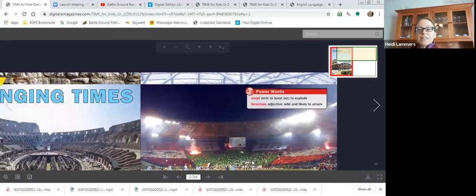So the first one is erupt. That's a verb. Do you remember what a verb is? It's an action word. It's something that happens. It can be done. So erupt. It is a verb that means to burst out, to explode. Like a volcano has an eruption. The lava can erupt out of the volcano. But we can also erupt with noise, like you might shout and scream, and that's your voice erupting from your mouth.